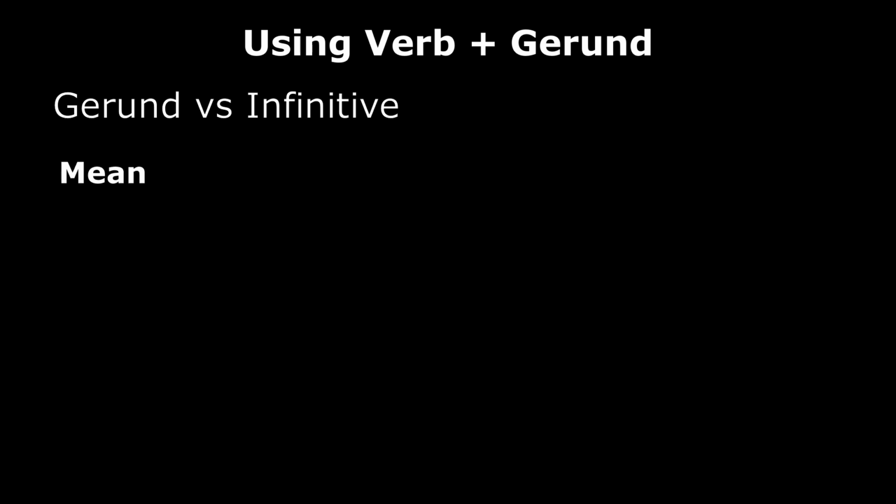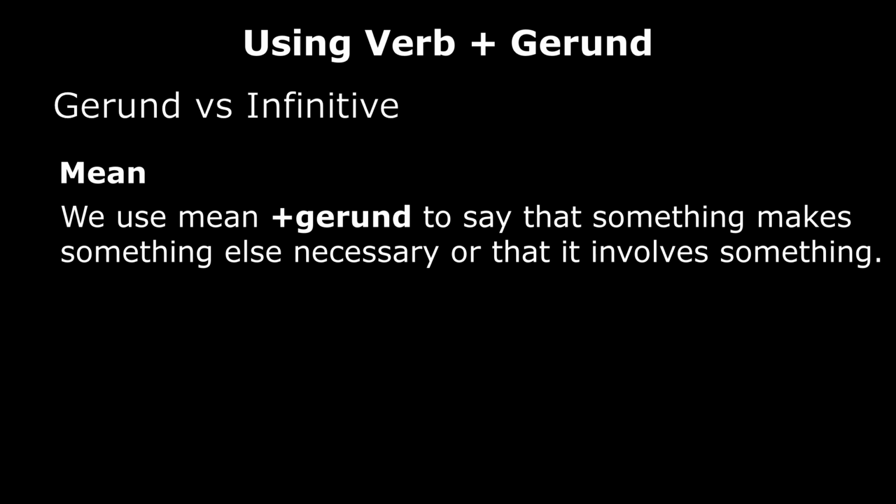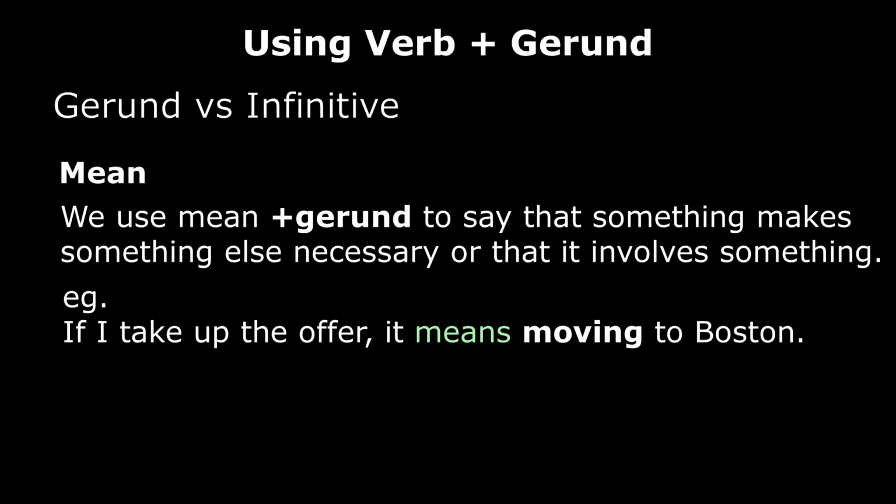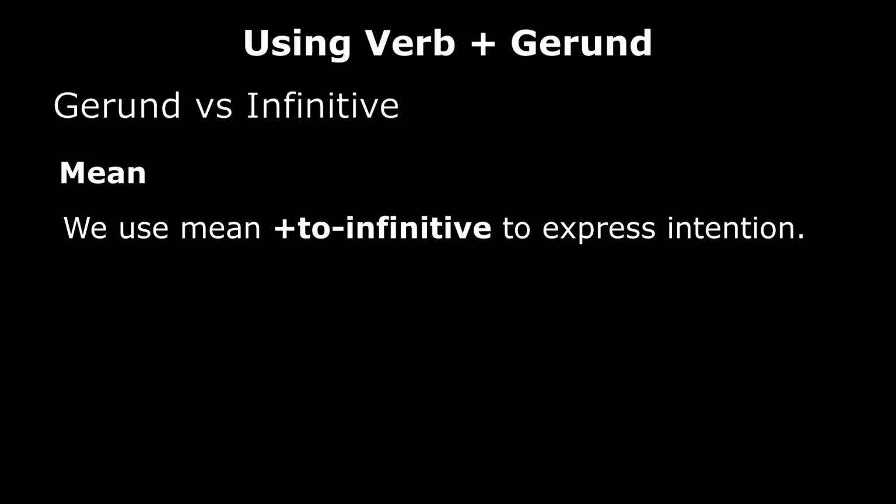Mean. We use mean plus gerund to say that something makes something else necessary or that it involves something. For example, if I take up the offer, it means moving to Boston. We use mean plus to infinitive to express intention. For example, I didn't mean to do that.